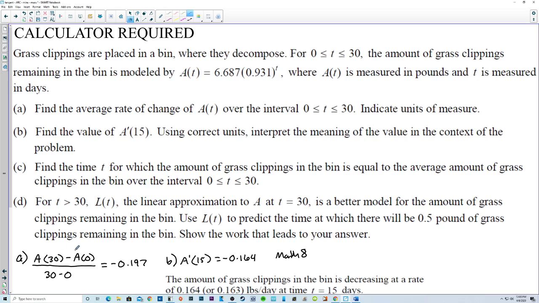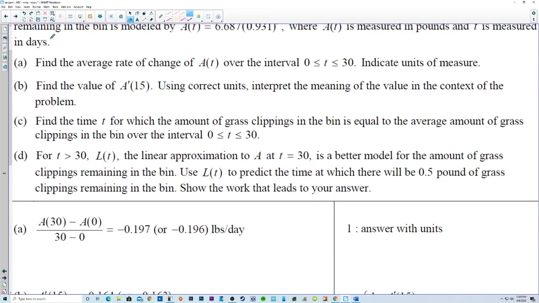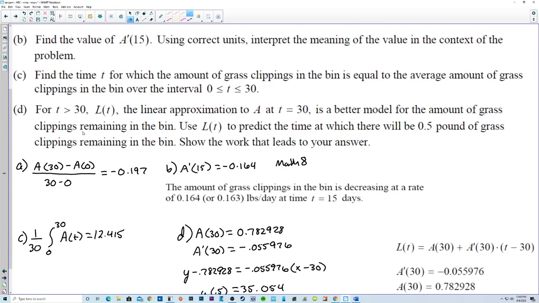So we have A of 30 minus A of 0 over 30 minus 0. So there's average rate of change. It's old school slope. So negative 0.197. Indicate units of measurement. Where A is pounds and t is days, so what would that be? Yeah, pounds per day. That's what I thought. So pounds per day.